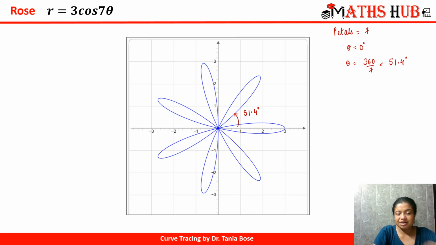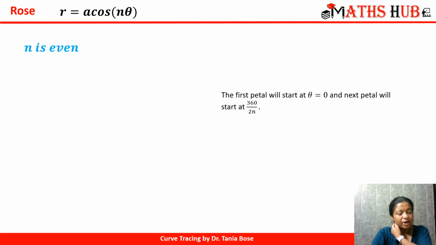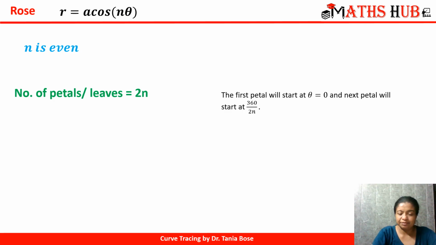Okay. So now, if I give you another rose, let us see. Now let's take the second case when n is even, right? Now when n is even, then what happens? The number of petals increases. It will become 2 times n, right? When n was odd, the number of petals was the same as the number n. Now it will become 2 times n. What is the second change? The first petal will always occur at theta equal to 0, but the next petals will occur at a shift of 360 by 2n, because now the number of petals is 2n, right?